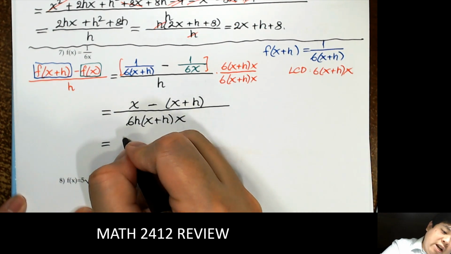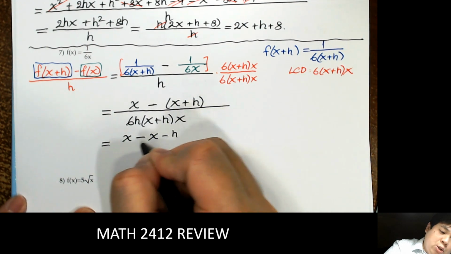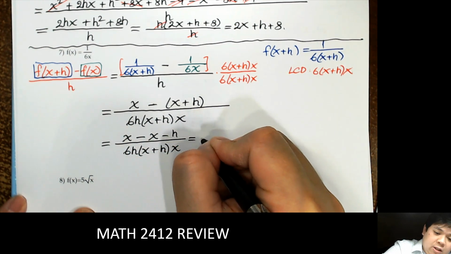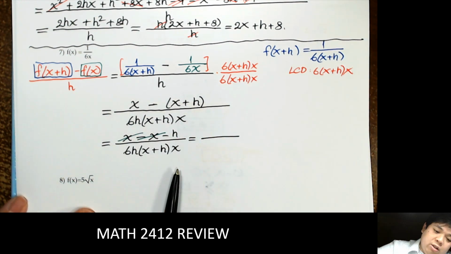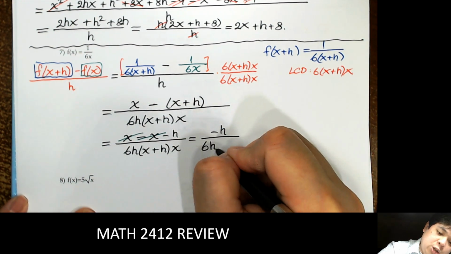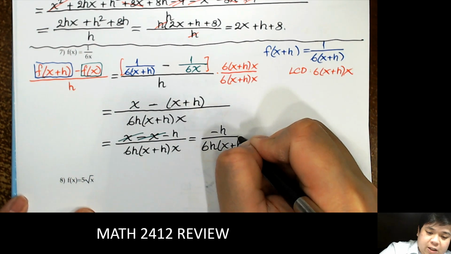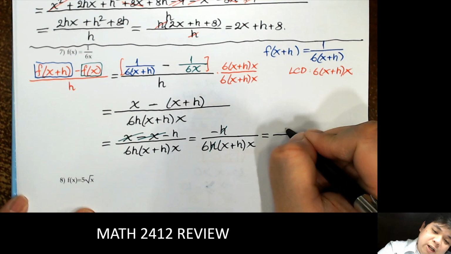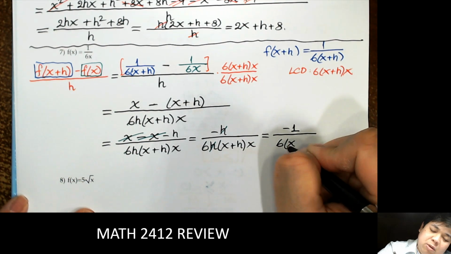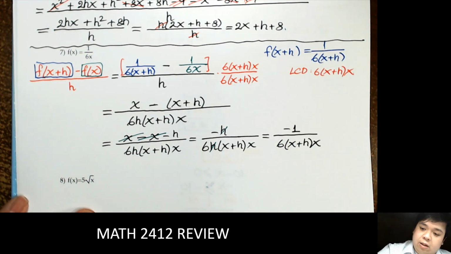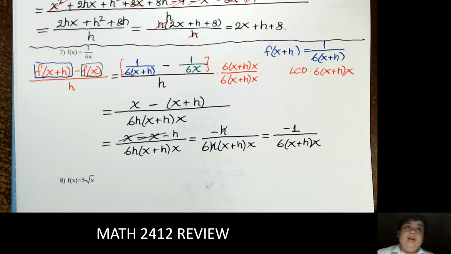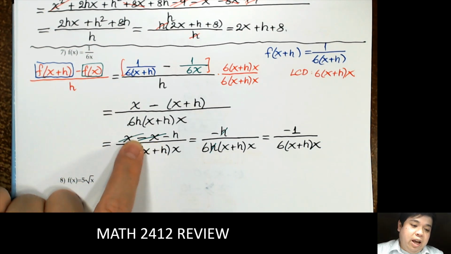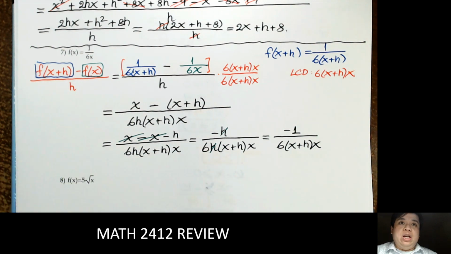Right, distribute the negative. We have x minus x minus h over 6h times x plus h times x. The x cancels out. We have negative h over 6h times x plus h times x, and then we cancel the h. We end up with negative 1 on the top, and 6 times x plus h times x on the bottom. So in most of these problems, we will have a step where we cancel everything with an h, and another step to cancel the h at the bottom.